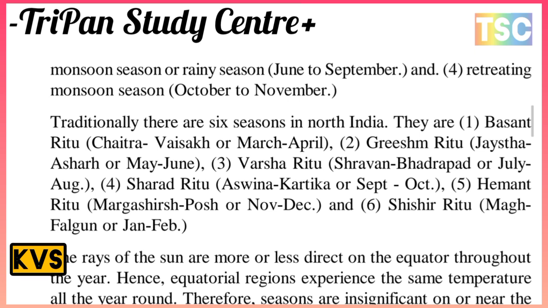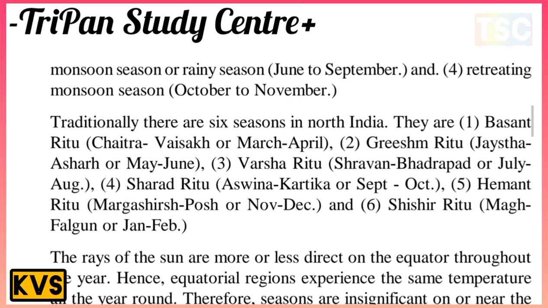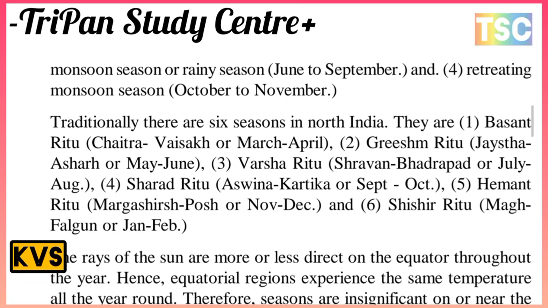And Sharad Ritu is Ashwin and Kartik, or September to October. Hemant Ritu is Margashirsha and Paush, or November to December. And Shishir Ritu is Magh and Phalgun, or January to February. These are the most important Ritus, the six types of seasons in India.